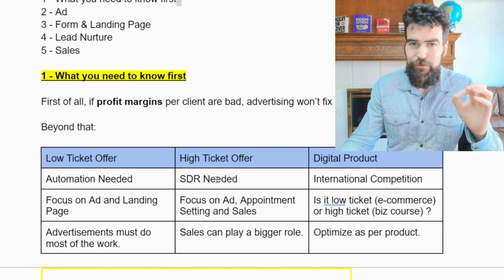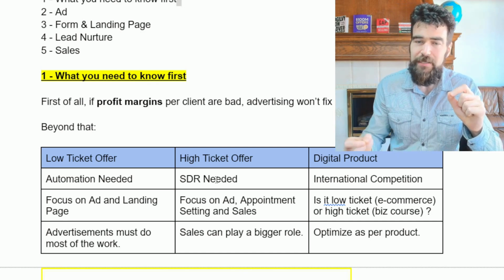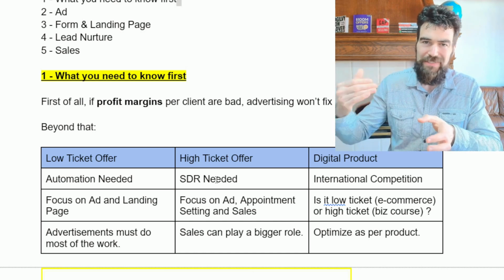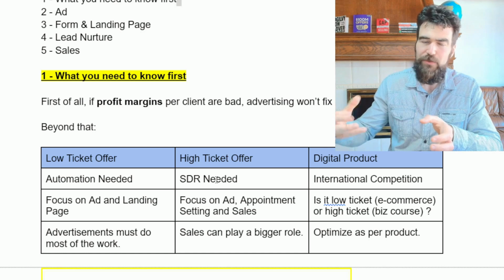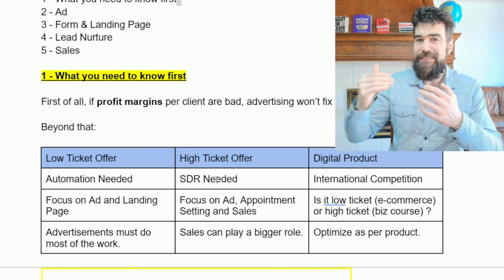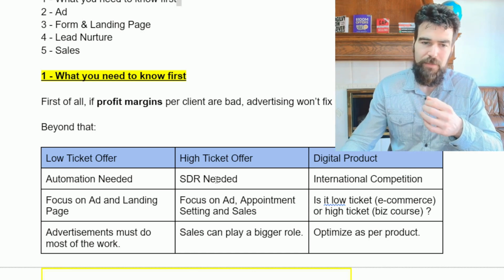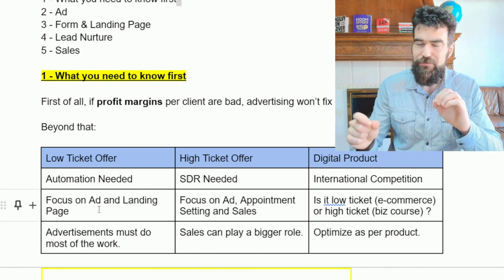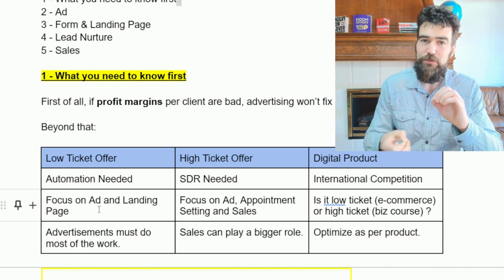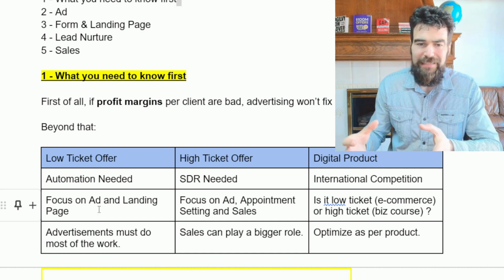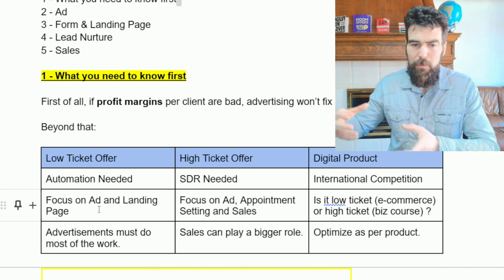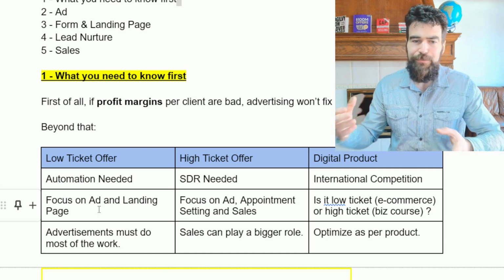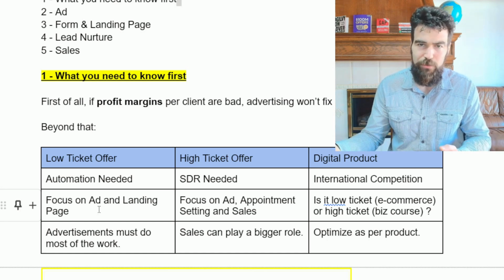If you have a low ticket offer and you want to make an acquisition system for that, you're going to need to automate that because you can't spend time on calling all those leads if they aren't worth a lot when they convert. So that's why you need to create a system that automates things for you. So if you have a low ticket offer, you need automation. You need to focus mostly on the quality of the advertisements and the landing page because that's going to do most of the work for you. The advertisement and the landing page are going to convert most of the leads into clients, and you might have a small sales process at the end, but really you need to automate things as much as possible.